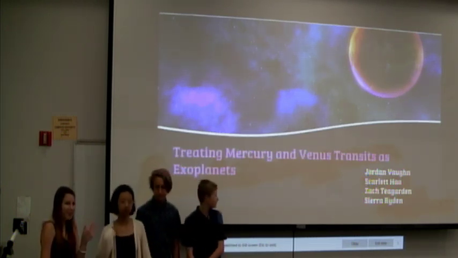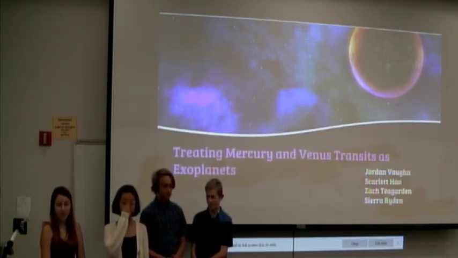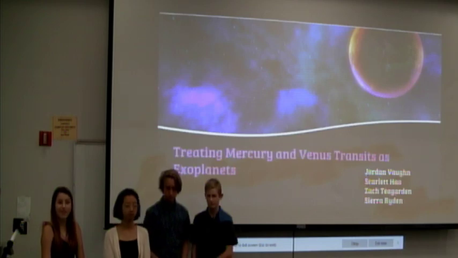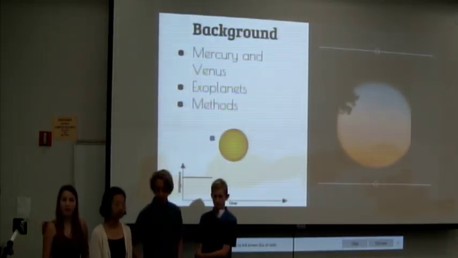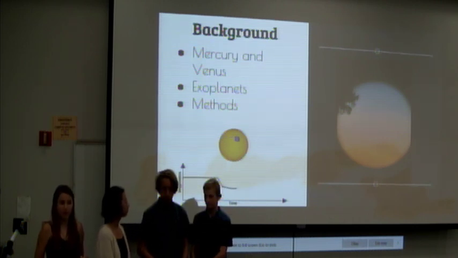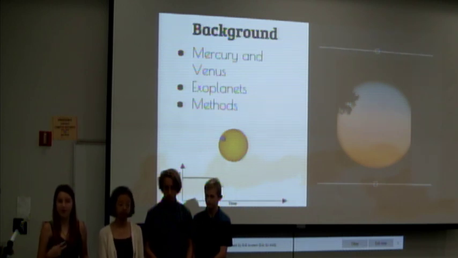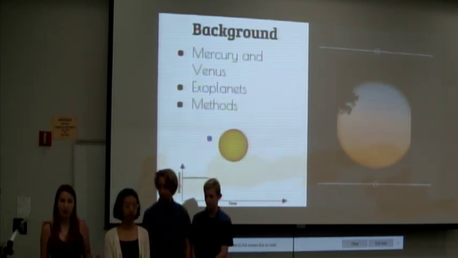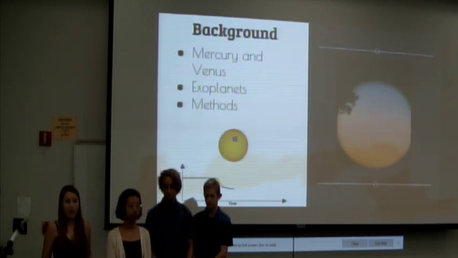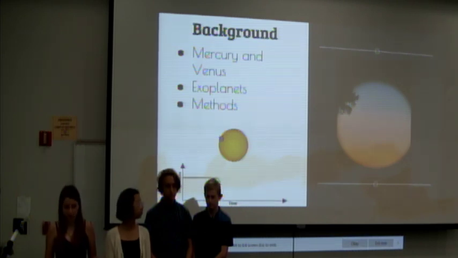All right, hello, I'm Jordan. I'm Scarlett. I'm Zach. I'm Sierra. And our project is treating Mercury and Venus transits as exoplanets. So to start off, Mercury and Venus are the two inner planets within our solar system, Mercury being the closest to the sun and Venus being the second one and also the hottest. We were comparing them to exoplanets, which, if you don't know, are planets outside of our solar system orbiting their own star other than our sun.